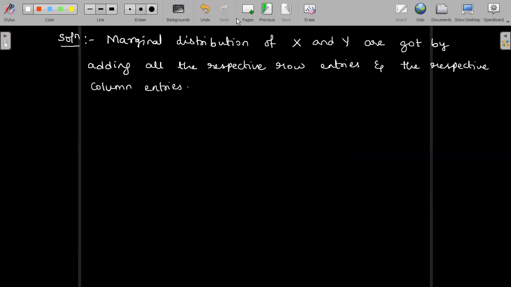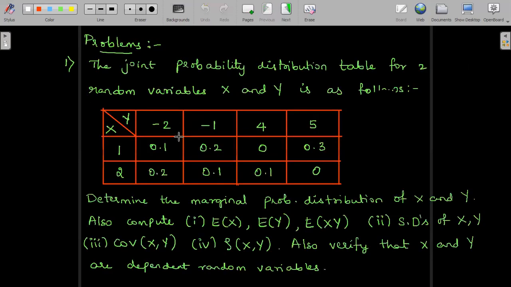So in order to find out the marginal distribution of x and y, say for example, the marginal distribution of x, or the split table for x, can be obtained by adding all the respective row entries. When we add up all the respective row entries from the joint probability distribution table for x is equal to 1, we obtain the marginal distribution for x is equal to 1. Similarly, for x is equal to 2, again all the respective row entries should be added, which gives the marginal probability distribution for x. Similarly, for y, we have to add up all the column entries.